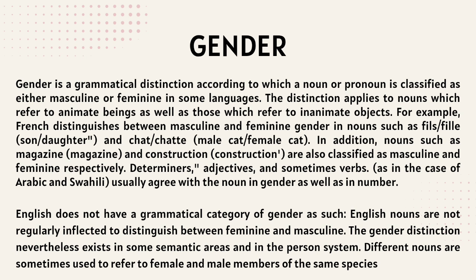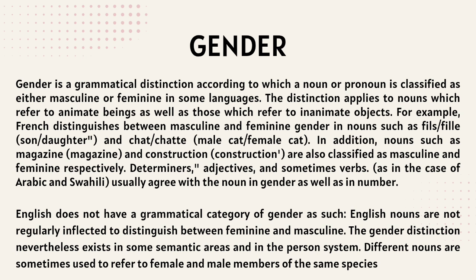In addition, nouns such as magazine and construction are also classified as masculine and feminine respectively. Determiners, adjectives, and sometimes verbs, as in the case of Arabic and Swahili, usually agree with the noun in gender as well as in number.